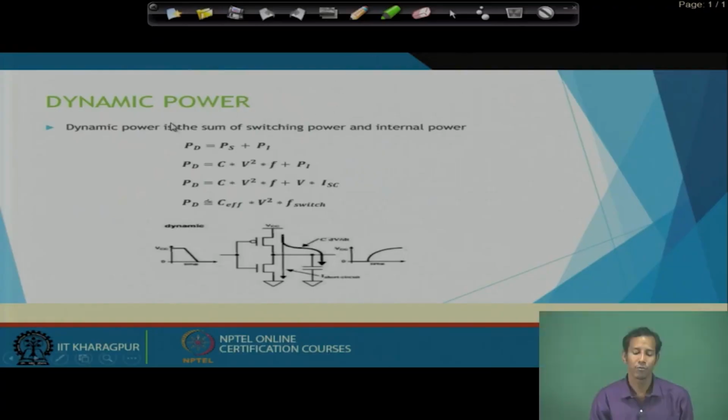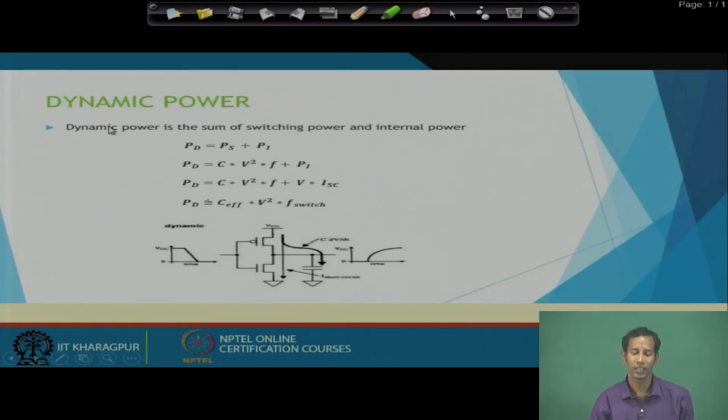We have already seen that there are two types of power, one is the dynamic power and the other is the static power. In dynamic power you have two types of power, one is the switching power and the other is the internal power, and in static power you have the leakage power. Now we will see the corresponding equation for dynamic power.